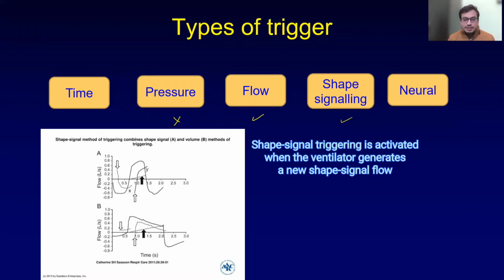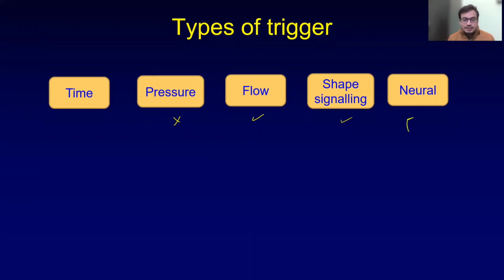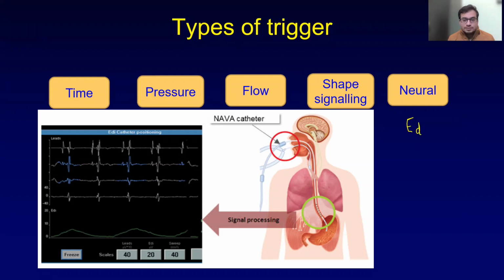In the neural triggering, the ventilator initiates the breath on sensing the electrical activity of the diaphragm. That is called EDI. That is the voltage in the diaphragm just before the full inspiratory breath is given by the ventilator. Okay, so that is very patient friendly, and associated with the least patient ventilator dyssynchrony.